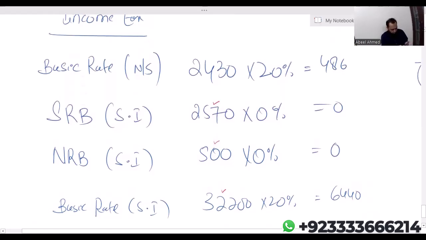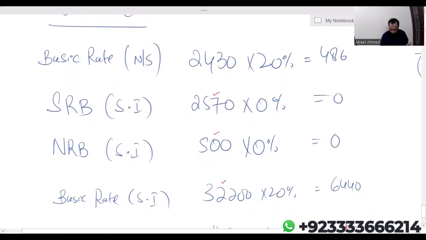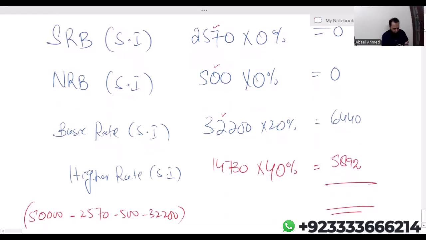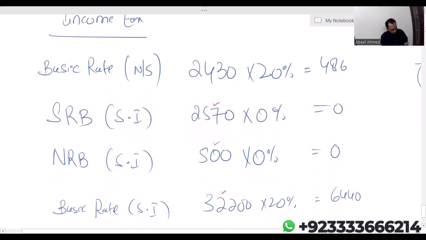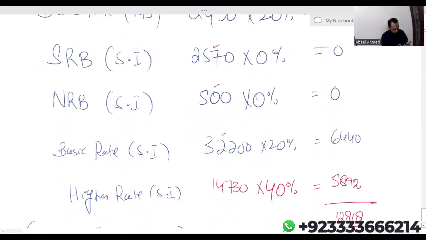486 plus 6,440 plus 5,892. The income tax liability is 12,818. Let me recheck. 486 plus 6,440 plus 5,892. Yes, income tax liability is 12,818.